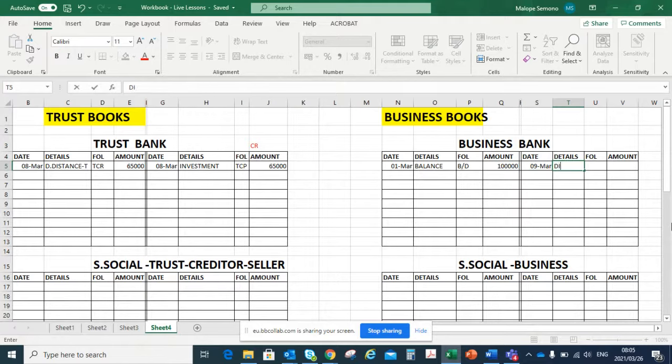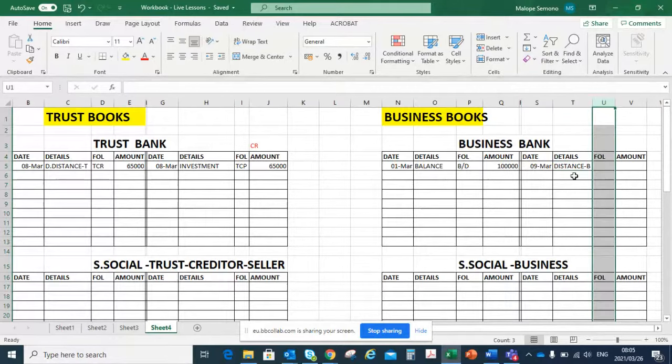Distance. Can you see? I'm gonna say distance. Remember, I'm showing you that he owes me. I'm gonna say distance B. So B will stand for business. Remember, if I write the word business, it means this person owes me. So let me just write B. If I write B, it means business. If I write T, it means trust.